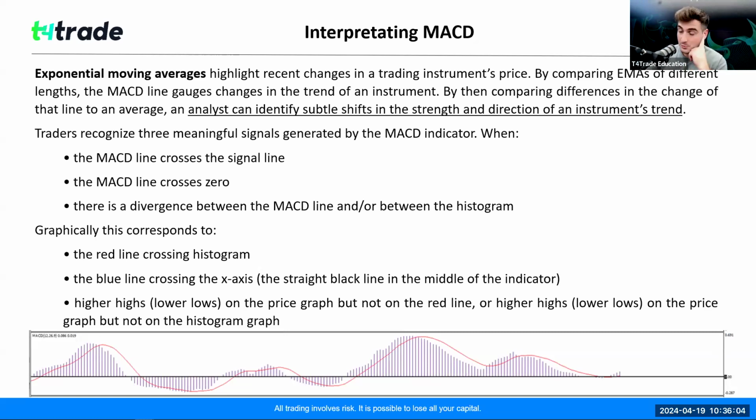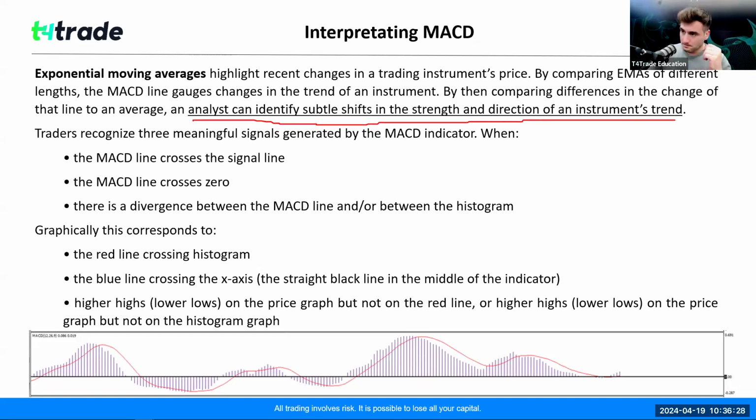Okay. So, where were we? Okay, so by comparing EMAs of different lengths, MACD gauges the changes in the trend of the instrument. Yep, and by comparing differences in the change of that line to an average, the analyst can identify subtle shifts in the strength and direction of an instrument.